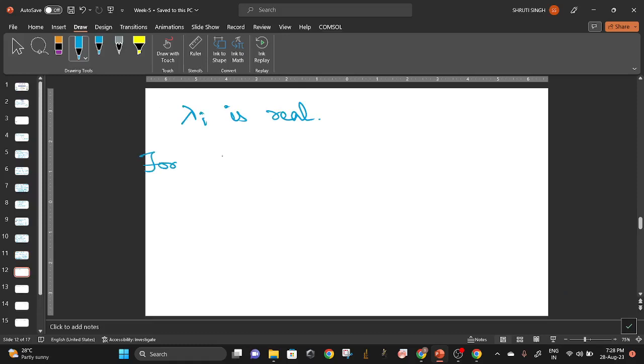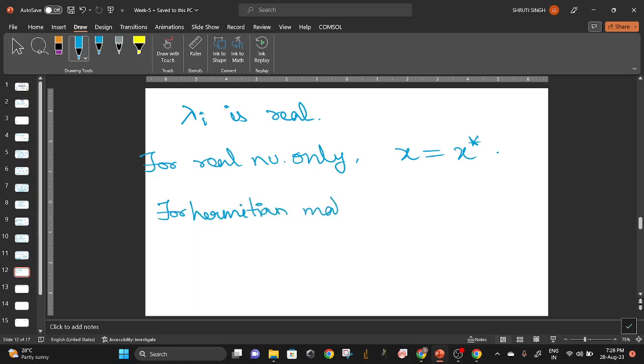Because for real numbers only, x is equal to x star, meaning the number is equal to its complex conjugate. So we say that for a Hermitian matrix, eigenvalues are real.